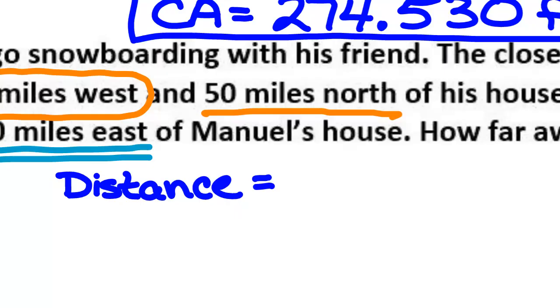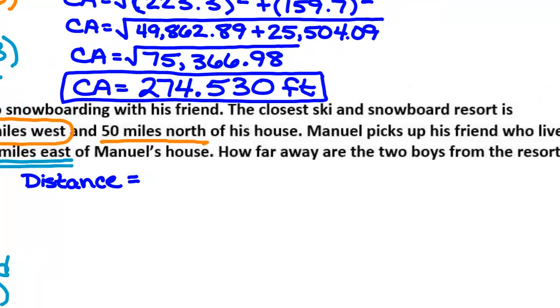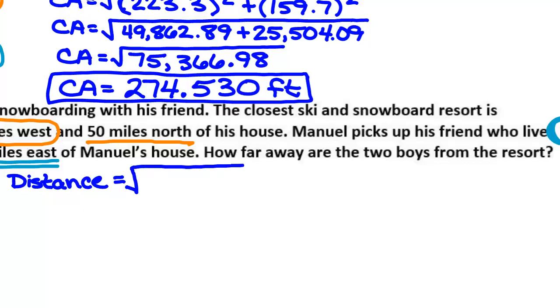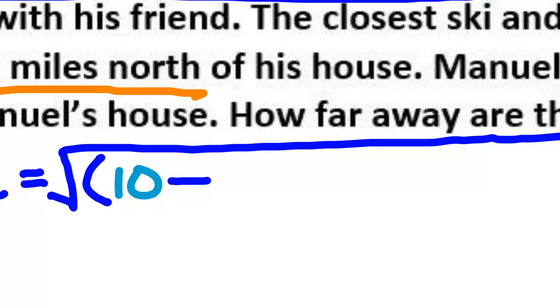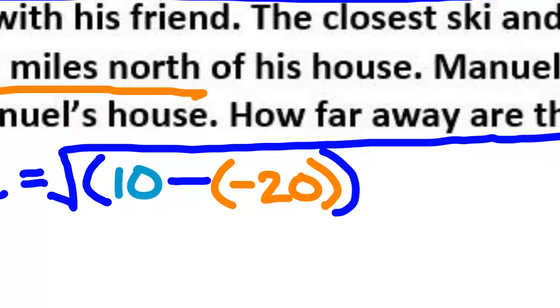We're on page 10 in your notes. Very last problem on page 10. All right, so our distance is equal to big square root sign. We do x2 minus x1. What is x2? 10. And what symbol do we put after the 10? After the first number, we always put a minus. So 10 minus, now I need my x1. What is my x1? Negative 20. So 10 minus negative 20, parentheses around those guys, and then square it.